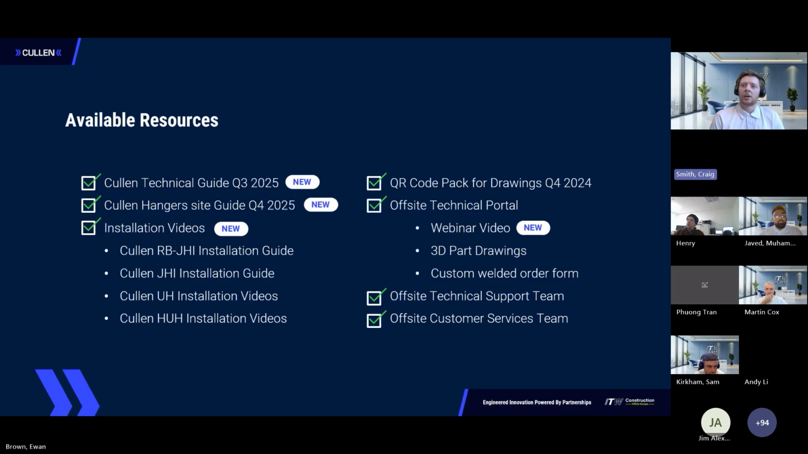To wrap up our campaign on hangers and all the work that we've been doing previously, here are some of the available resources that we have. We have the Cullen Technical Guide, which is regularly updated. Our new hangers site guide, which is released today. In the next slide, we'll have a QR code that you can scan to have a quick look at that. We have the installation videos like the one that we saw today, and also QR code packs that we can put on drawings.